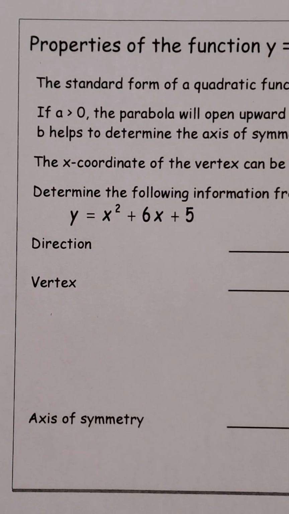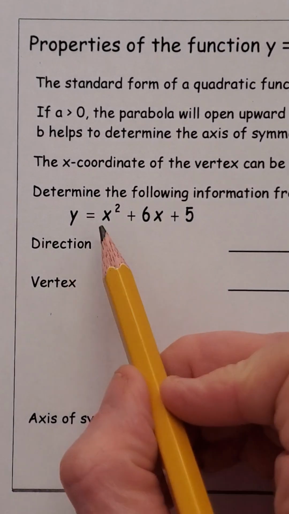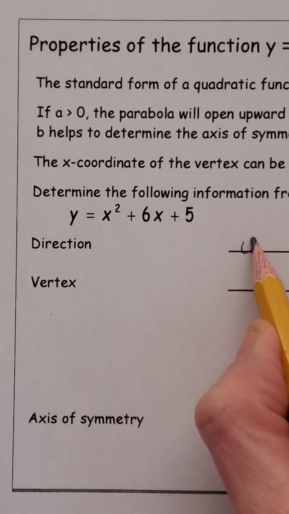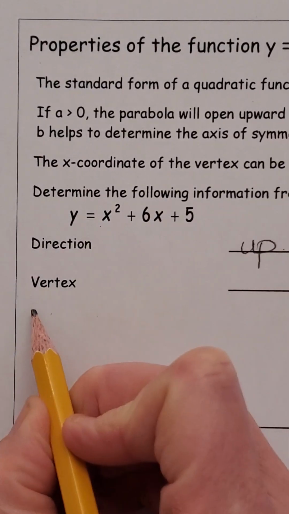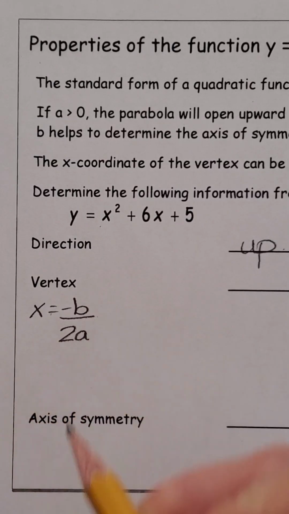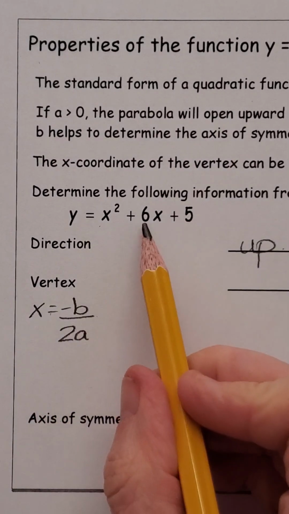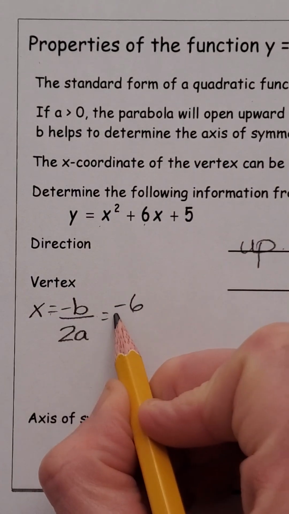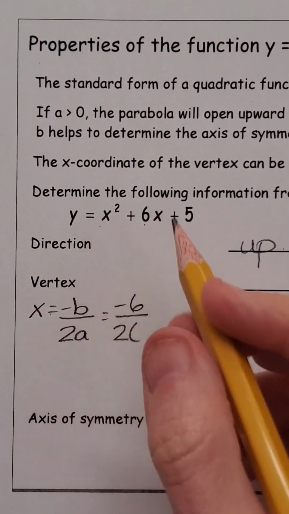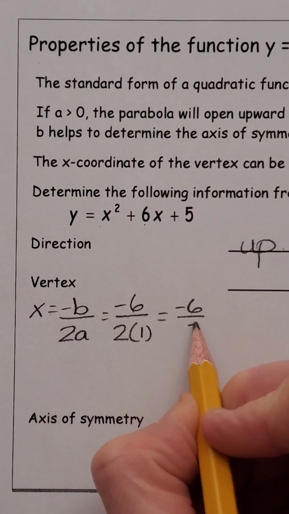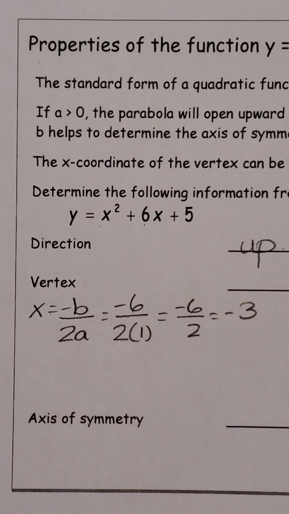So first of all, we'll start with this first one. Let's just look at the information. We can tell by the numerical coefficient that it will open up. Vertex we have to figure out, so I don't need the formula, but I highly recommend at least starting out with it just to make sure you put the numbers in the right spot. So b, of course, is 6, so we're going to have negative 6 over 2, and then a is 1, equals negative 6 over 2 equals negative 3.